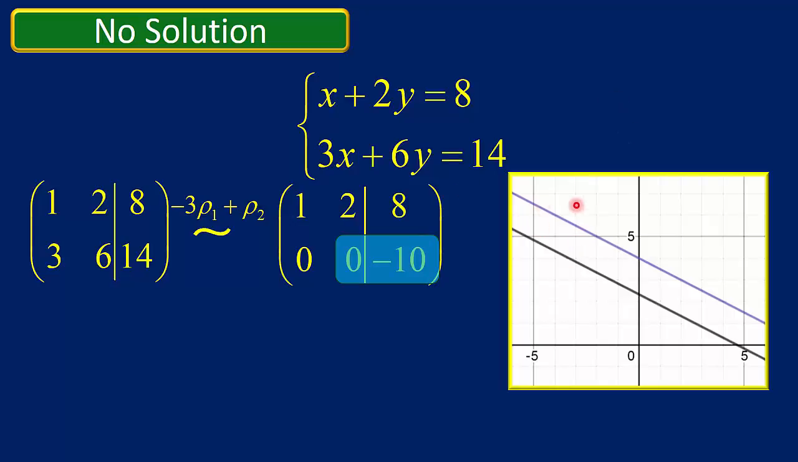And if you look at the graph, it looks like these lines are parallel. Well, let's look at that. There are the lines. There's the purple. Now, if you were to solve these for y, you would find that both of them have the same slope. It looks like both of them would have a slope of -1/2. They have different y-intercepts, but the same slope. So that system had no solutions.